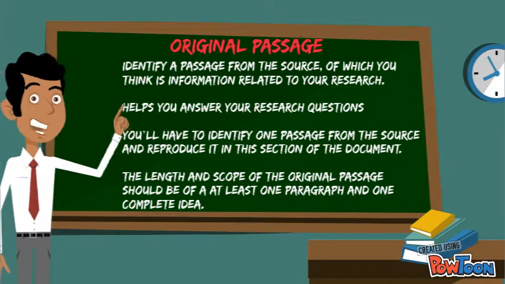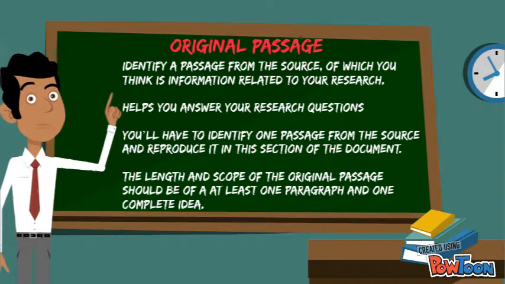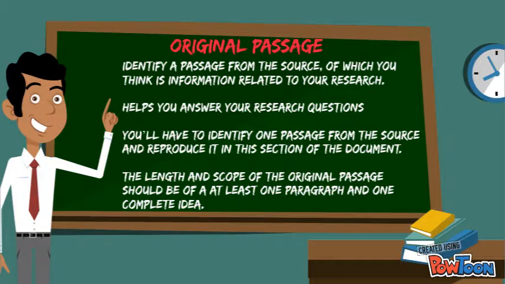Original passage. Identify a passage from the source which you think contains information related to your research. It helps you find your answer to your research questions. You'll have to identify 1 passage from the source and reproduce it in this section of the document. The length and the scope of the original passage should be at least 1 paragraph and a complete idea.